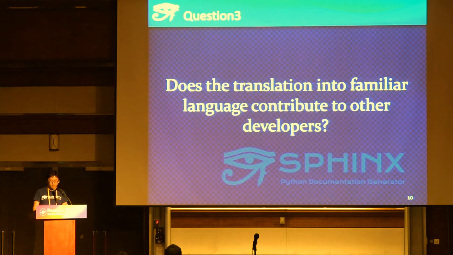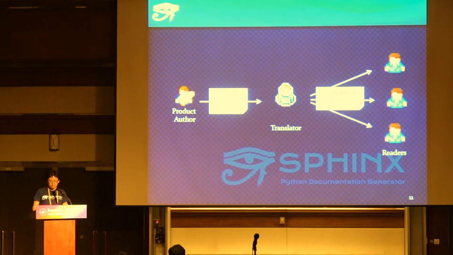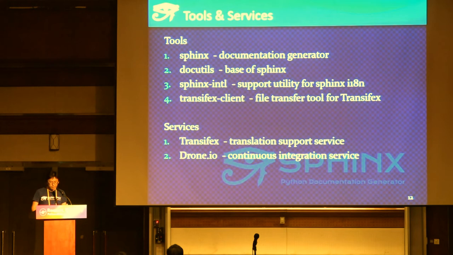I think that through your translation of an OSS document, more people will be able to use the OSS. If more than one person can join such translation work easily, it would be great. In this session, I'll introduce how to make a mechanism which is easy to join as a translator. In order to make the mechanism, we will use these tools and services: Sphinx, Docutils, Sphinx-intl, Transifex Client, and Transifex and Drone.io services.